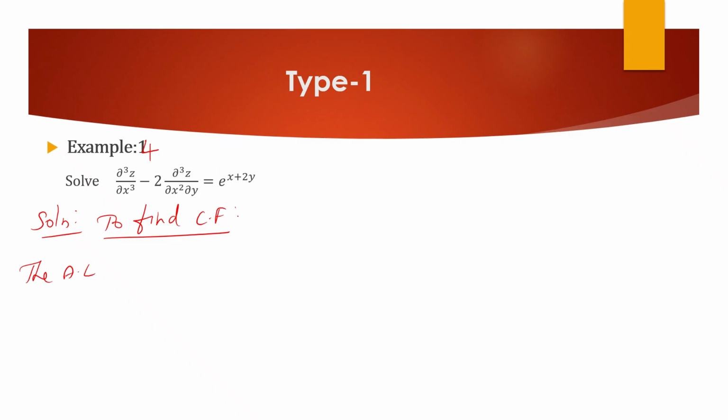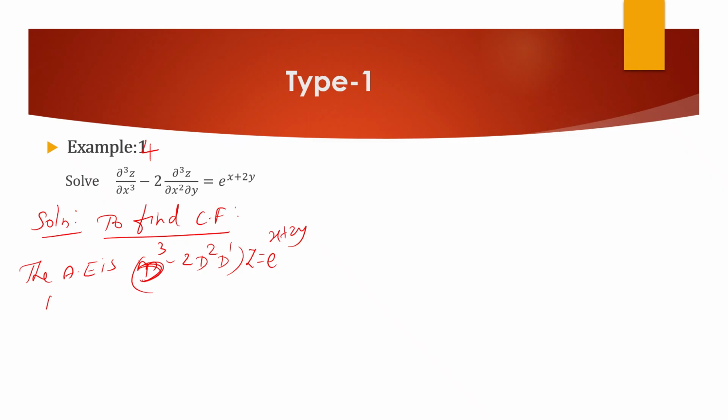First we'll rewrite the given equation in the form of f of D comma D dash into z is equal to f of x comma y. So it is D cube minus 2 D square D dash into z is equal to e power x plus 2y.